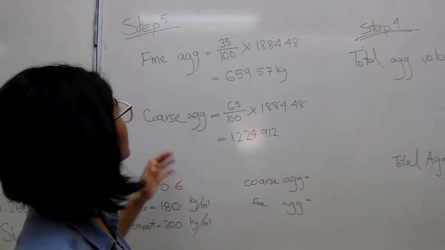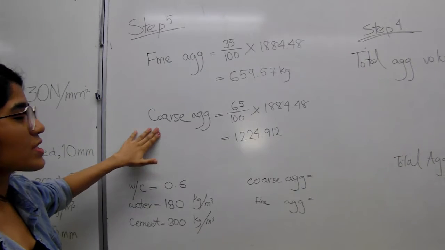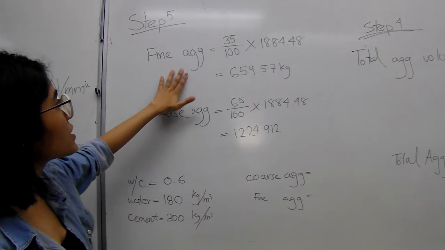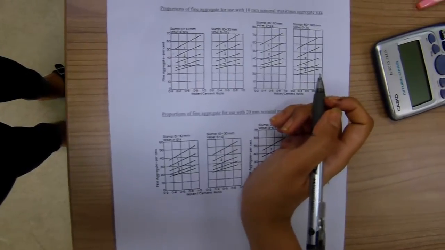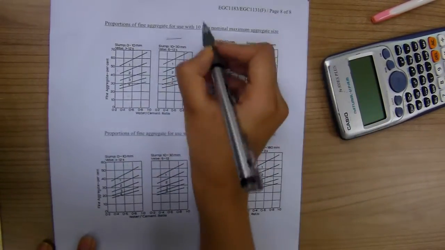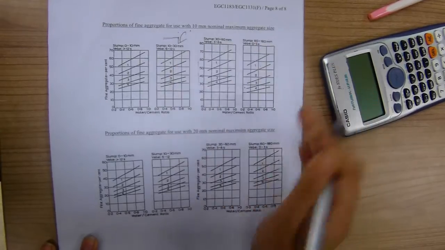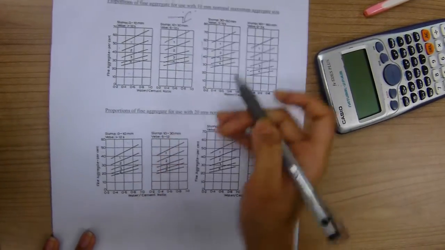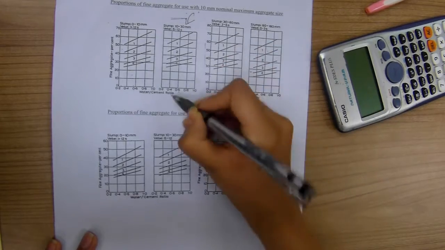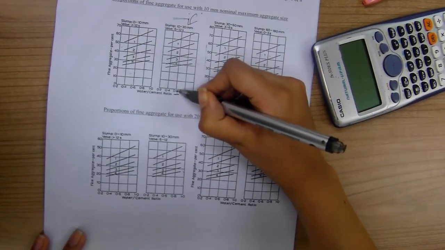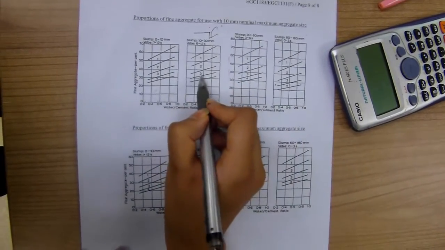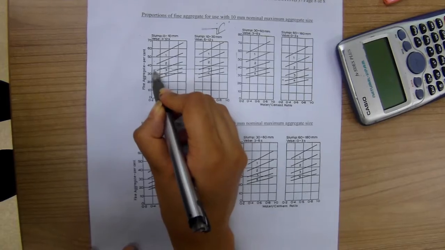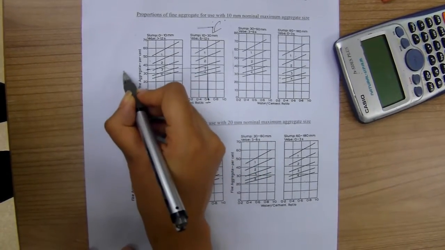But we have to calculate the total content for the fine aggregate and the coarse aggregate separately. To find the content, we have to first look at the graphs in the last table. Now, first of all, we have to find the slump. Our slump height is 15, so it falls in this range. Now we look at our water-cement ratio here, which is 0.6, and we draw a line up to zone 3 because our grade is 3. And now we see where the line meets on the y-axis. So this can be considered as 35.